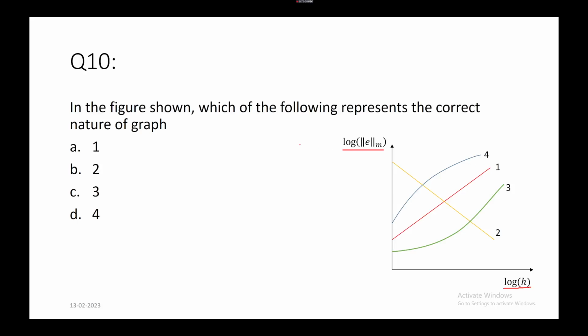You can take any, just try to guess. It will be a straight line, sir. One. Yes, one. Okay, you are right. The answer is one. So why is it one?